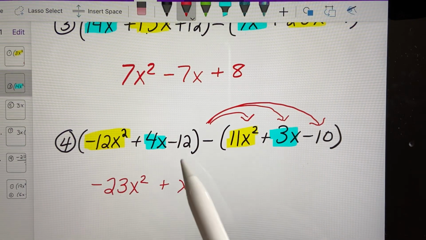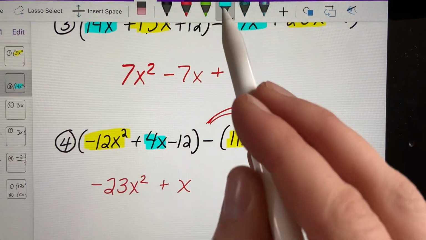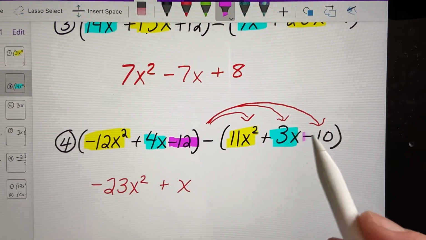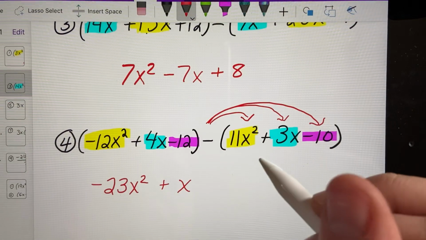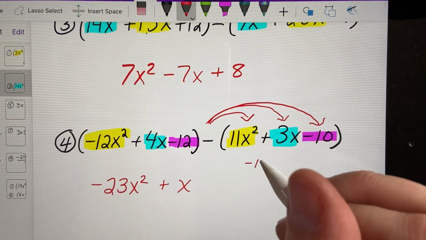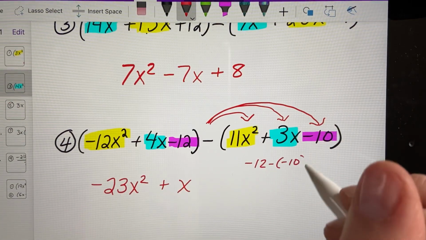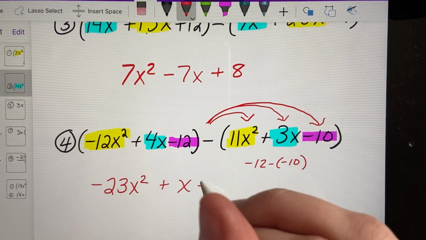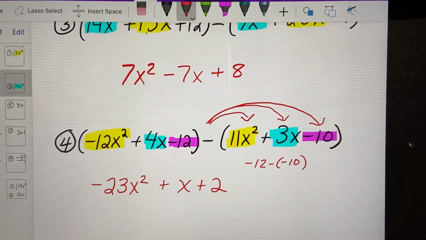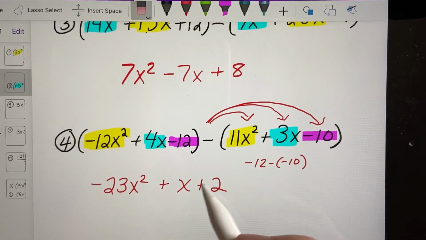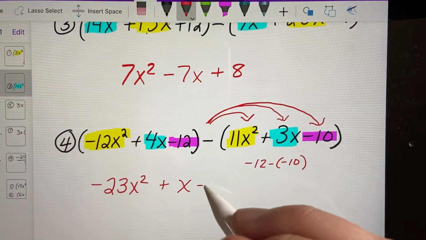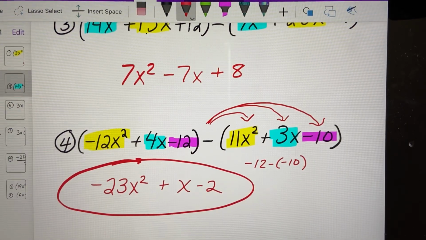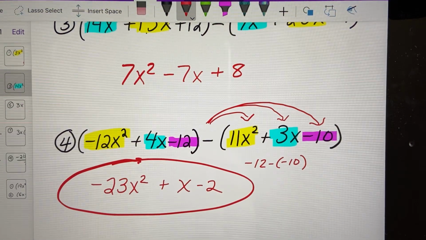And then finally, negative 12, let's go ahead and do a color for that one, pink. Negative 12 minus negative 10. Let's write that out because that one's kind of tricky. Negative 12 minus negative 10. That's really like negative 12 plus 10, which is negative 2. So the answer for that last part would be minus 2. Minus 2. Okay, so negative 23x squared plus x minus 2.